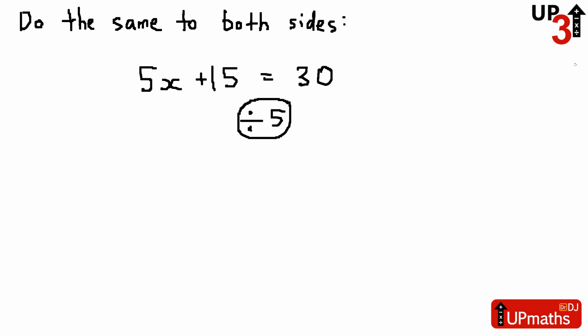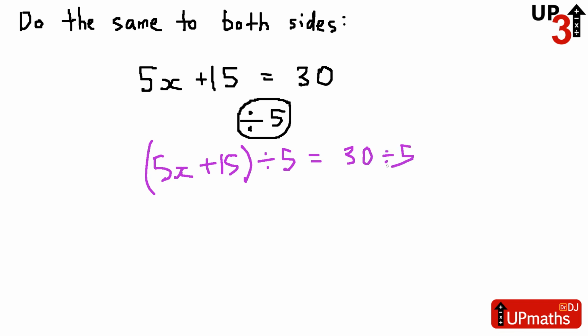Let's do the next one. Let's do the same to both sides. 5x plus 15. I'm going to just go like that. Or I could go like that. Doesn't really matter. So again, I need to keep the brackets here. They are kind of important. What's 5x divided by 5? That would be x. What's 15 divided by 5? That would be 3. What's 30 divided by 5? That would be 6. There we go.